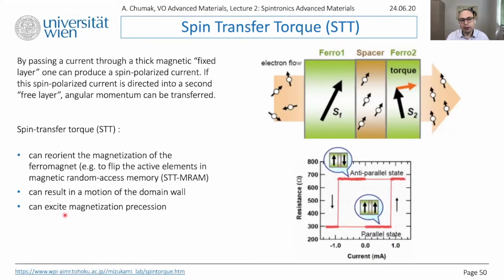And there is a third manifestation of this phenomenon. It's related to the excitation of magnetization precession. It means that if you have such a system, and usually when, for example, the current is smaller, you induce spin transfer torque into your second layer, and if the torque is not strong enough to switch magnetization, then you will get magnetization precession of this magnetic moment with a given frequency, and then you can use this, for example, as a microwave source. So you have some DC current and you will get microwave irradiation.